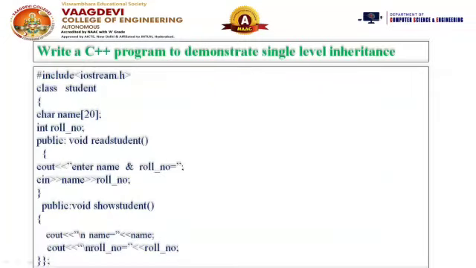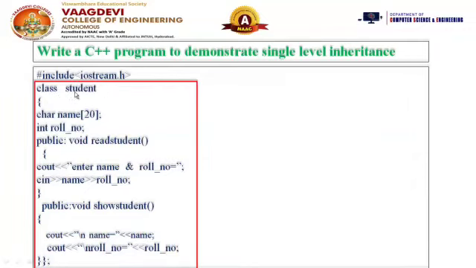Now, let us see a program to demonstrate on single inheritance. This is a week 3 program in data structures through C++ lab. #include <iostream.h>. It is the predefined library function which contains cin cout object. So, this statement must include into the program to perform input-output operation. This is a declaration of class with a named student.